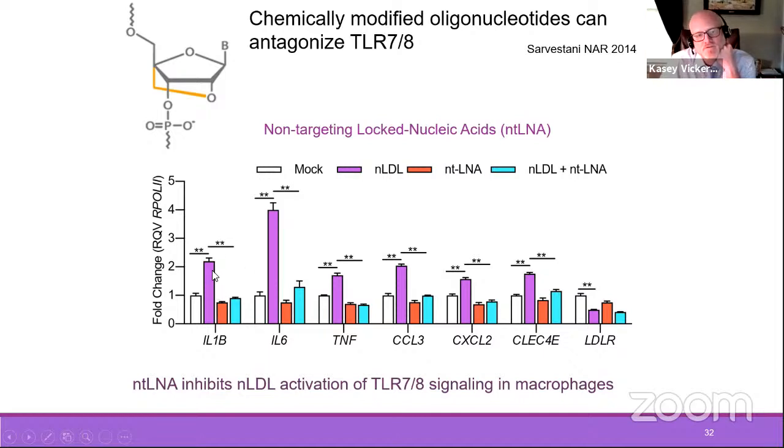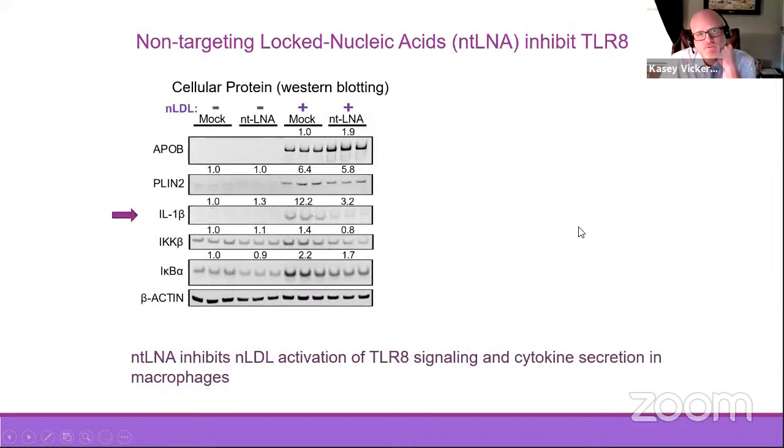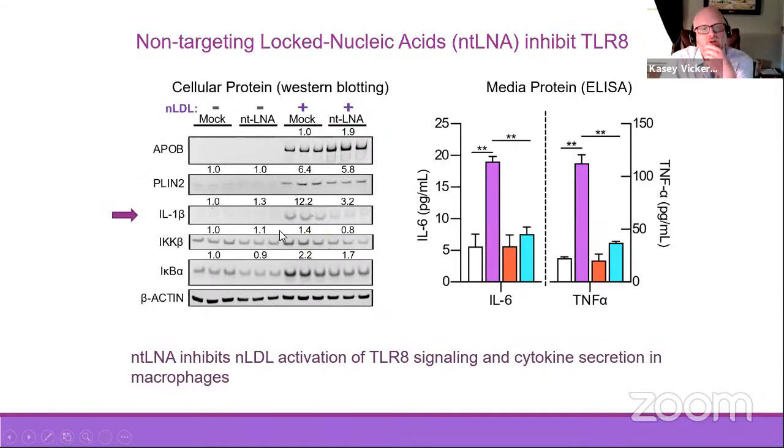If you pre-treat macrophages with this LNA, it completely blocks LDL's induction of the cytokines at the mRNA level as well as at the protein level. So here are some Western blots showing that the LDL was taken up by the macrophages, where you can start to see ApoB protein within the macrophages. You get stabilization of the PLIN2 protein. You get an induction of IL-1 beta, which is blocked by the LNA. And then in the media, you do see a complete inhibition of LDL-induced cytokine secretion after 24 hours by ELISA.